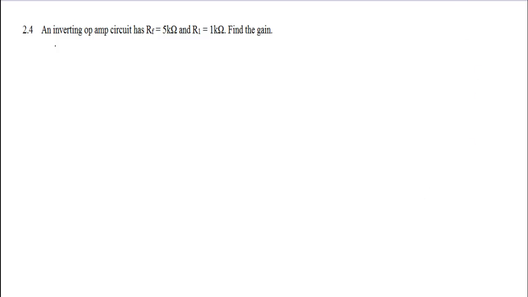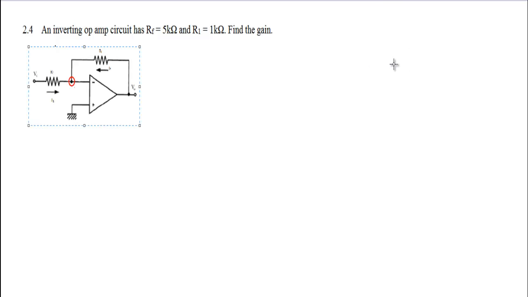Okay, let's see question number four. In question number four, an inverting operational amplifier circuit has RF 5 kilo ohm and R1 1 kilo ohm. Find the gain. So we consider the inverting amplifier. Do you remember the inverting operational amplifier circuit? Okay, this is the inverting operational amplifier circuit. Here we have to use RF and R1. Also given RF equal to 5 kilo ohm, R1 equal to 1 kilo ohm. We have to find the gain.